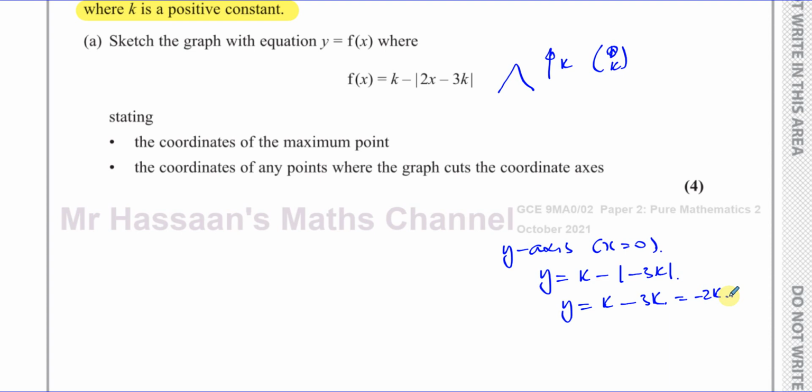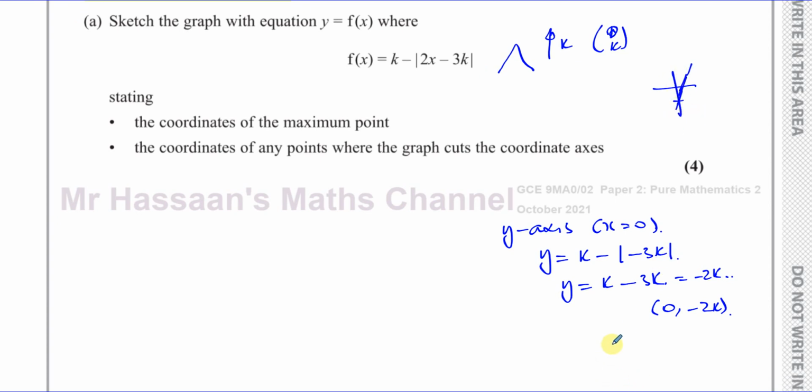So y is going to be minus 2k. That's where it hits the y-axis. So that's the point 0, negative 2k. So it's going to hit the y-axis down here, which kind of makes sense. It's going to come down like this. Okay, that's one thing we can work out.